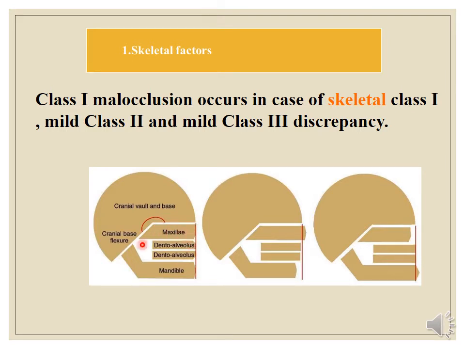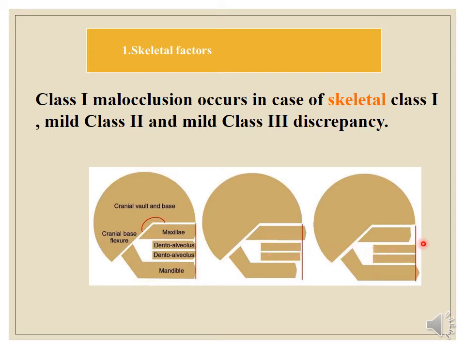This is the maxillary basal bone, this is the mandibular basal bone, in between we have the dentoalveolar structure. The relationship between the maxillary basal bone, the dentoalveolar structure and the mandibular basal bone is Class 1, as we may see here, because the patient has a straight profile. But Class 1 malocclusion can happen when we have a mild Class 2 jaw relationship or a mild Class 3 jaw relationship. As we may see here, the maxilla is slightly protruded and the mandible is slightly retruded, but the dentoalveolar relationship is still Class 1.